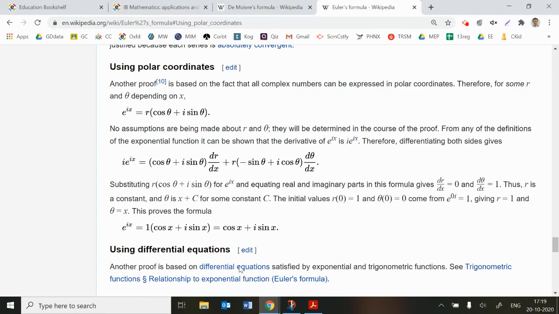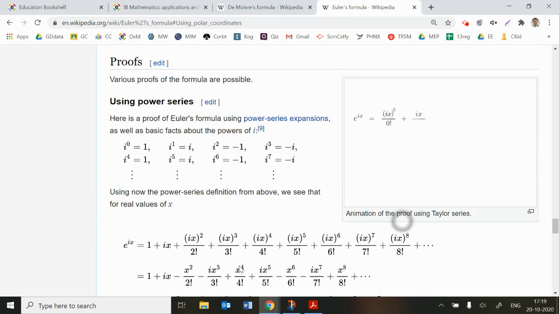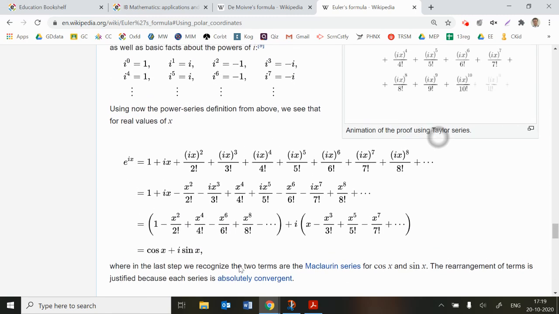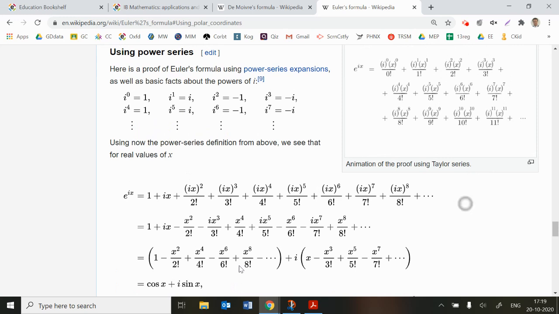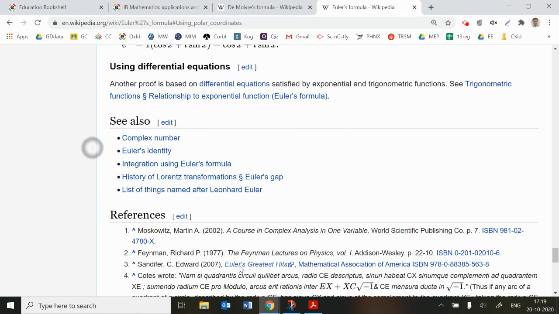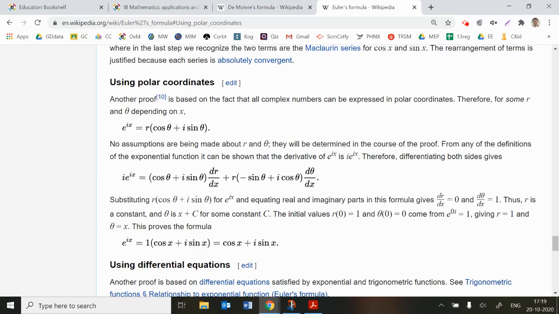If you are interested, you can have a look at the other two proofs. There's a proof using power series here. It says we're using Maclaurin series, I think. Or hang on, they're using the Taylor series there. Not sure which, but it's using power series. And then there's another proof based on differential equations, but it doesn't give you the full working out of that one. Okay, so we've just gone through this one here.